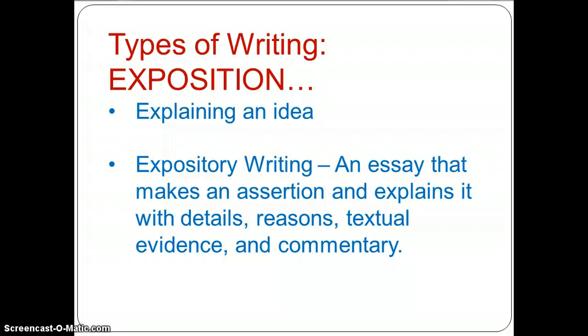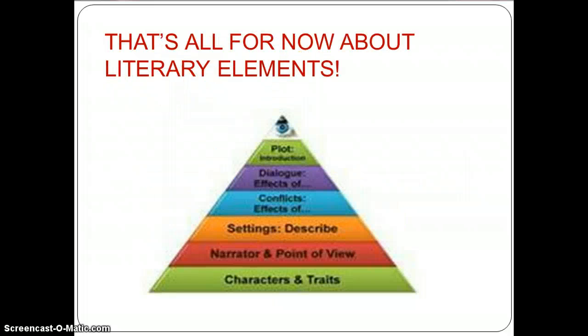The second type of writing is exposition. Exposition is explaining an idea. Expository writing is an essay that makes an assertion, which is a true statement, and explains it with details, reasons, textual evidence, and commentary. And we will further discuss this at the end of this unit. But I just wanted you to have an idea of what this type of writing is. So this is all for now about literary elements and about the two types of writing that you will find in Unit 1 of Springboard.